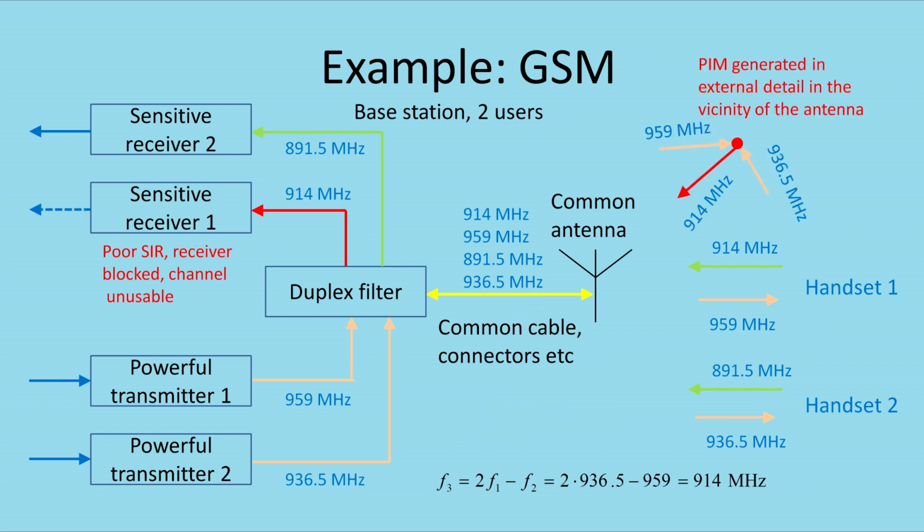In this figure, an alternative scenario is shown. The problem is not located in the equipment itself, but rather in an external part picking up the electromagnetic fields from the antenna. From the two strong downlink signals 936.5 and 959 MHz, a new signal is created at 940 MHz, which is radiated back into the antenna. The result is the same as before, receiver 1 is being blocked. In this case, the external part may be a rusty bolt or another purely mechanical device.